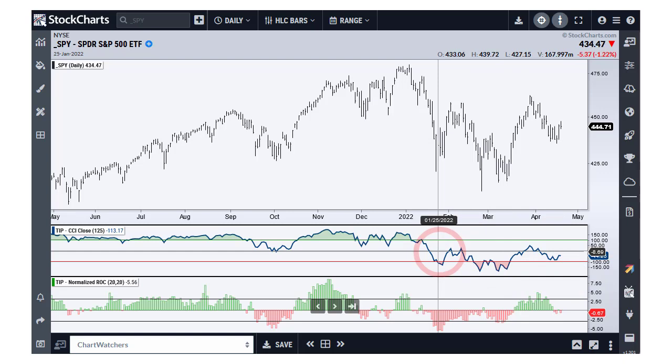CCI. It's a 125-day CCI, and it goes bearish with a move below minus 100. We also had an outsized decline, so that turned the trend down. This indicator is a trend following indicator. It's still bearish. It needs to move above plus 100 to turn bullish.